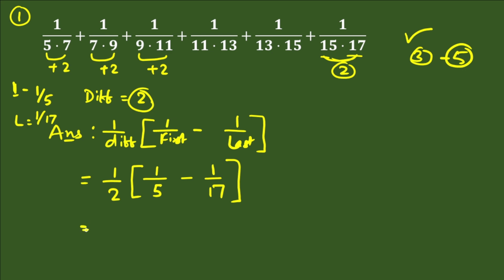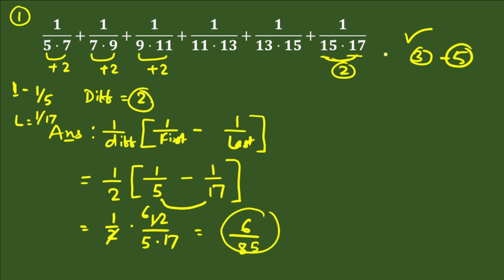Now simplifying, it is 1 by 2. For simplifying, these two numbers are prime numbers. So the value of this term will be 17 minus 5, that is 12, divided by the multiplication of these values, means 5 multiplied by 17. Now 2 sixes are 12, so it is 6 divided by 5 multiplied by 17, which is 85. So this is the answer of this problem. So this is the concept of how we calculated the value of the series.